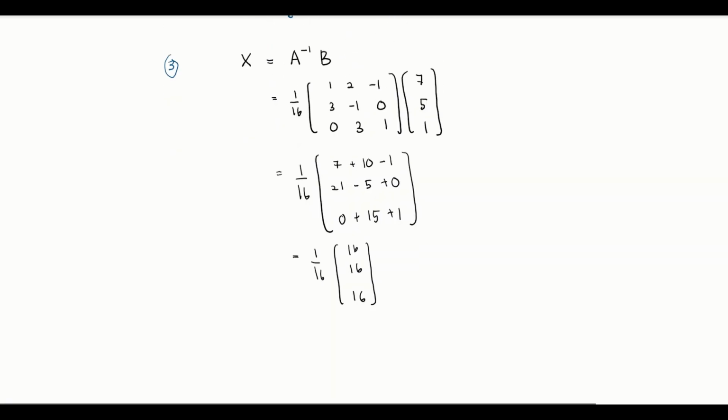Then we multiply with the constant 1 over 16, so we have 1, 1, 1. That means X equals 1, 1, 1, or x, y, z. So we already solved the equation. We know that x is equal to 1, y is equal to 1, and z is equal to 1. So we solved the equation.